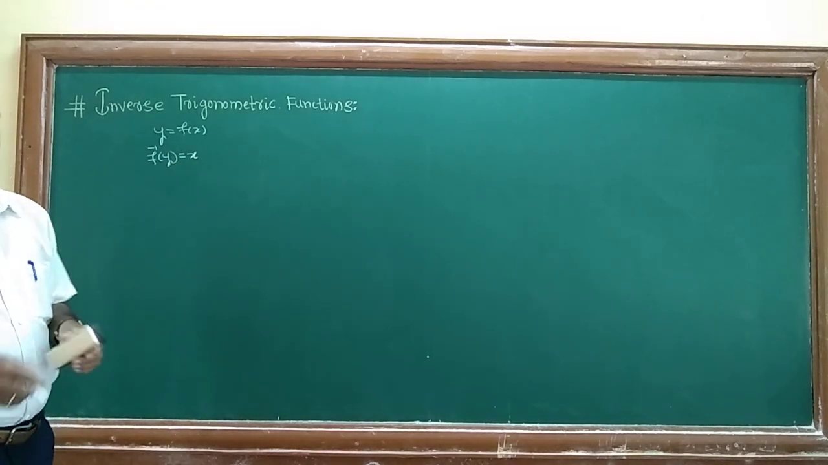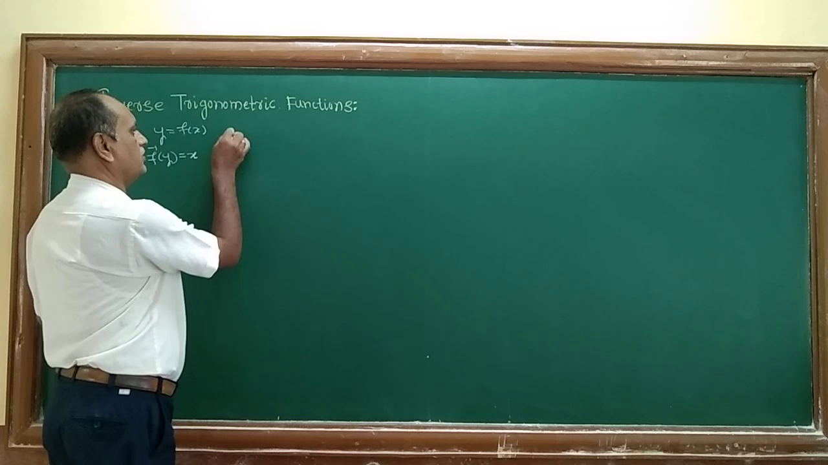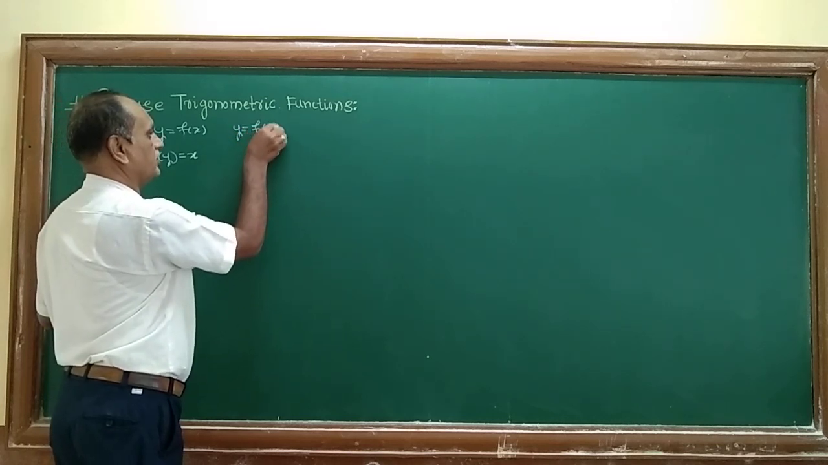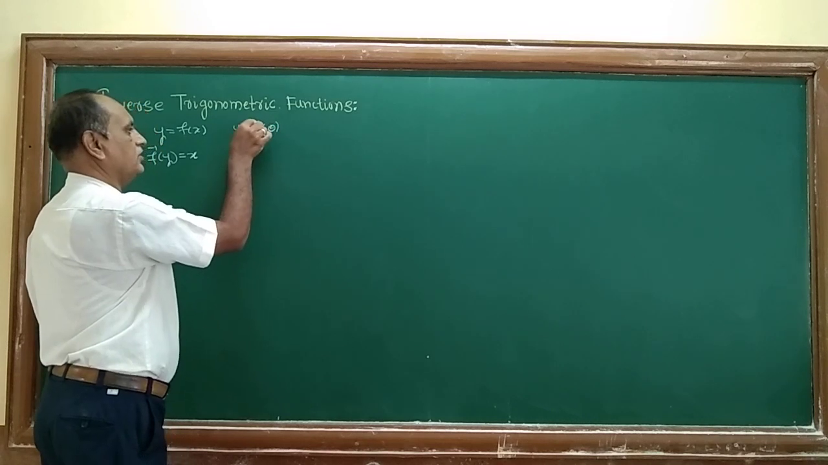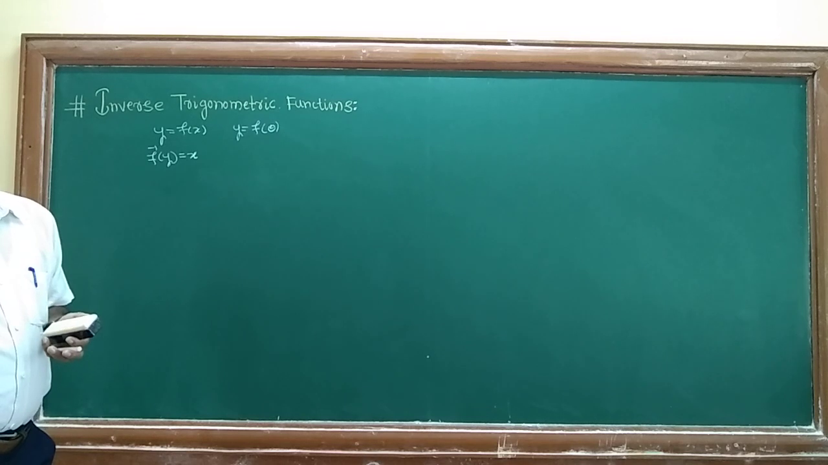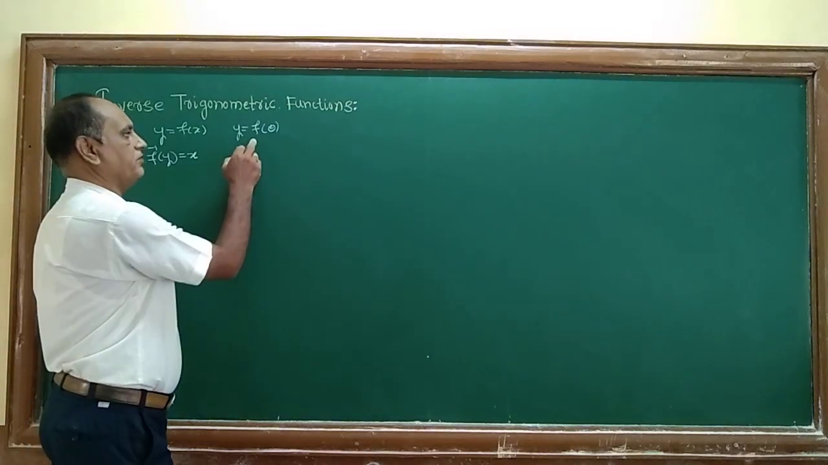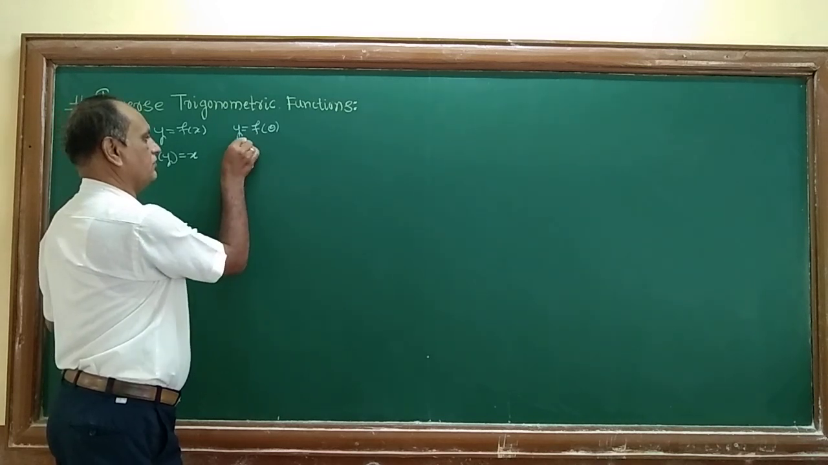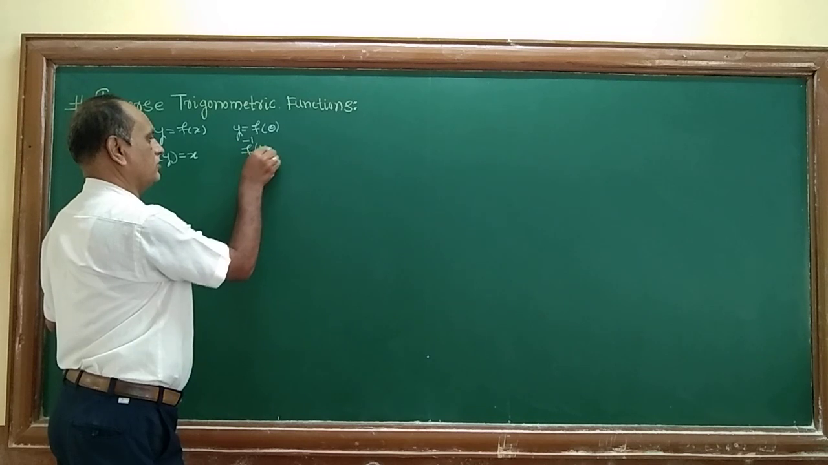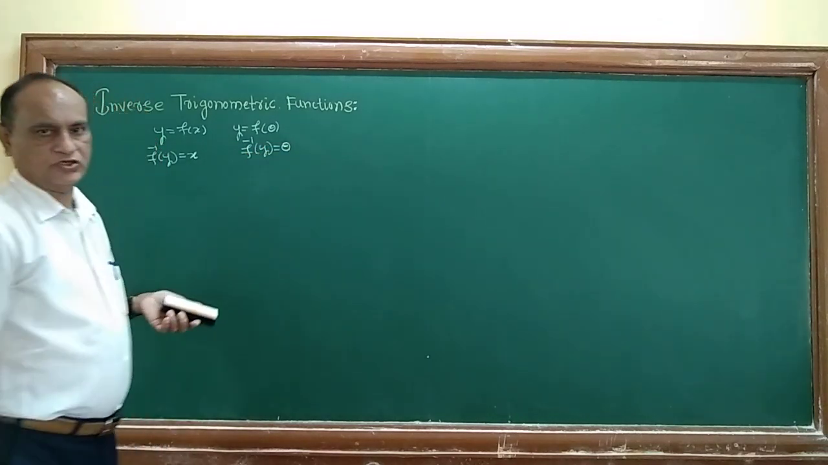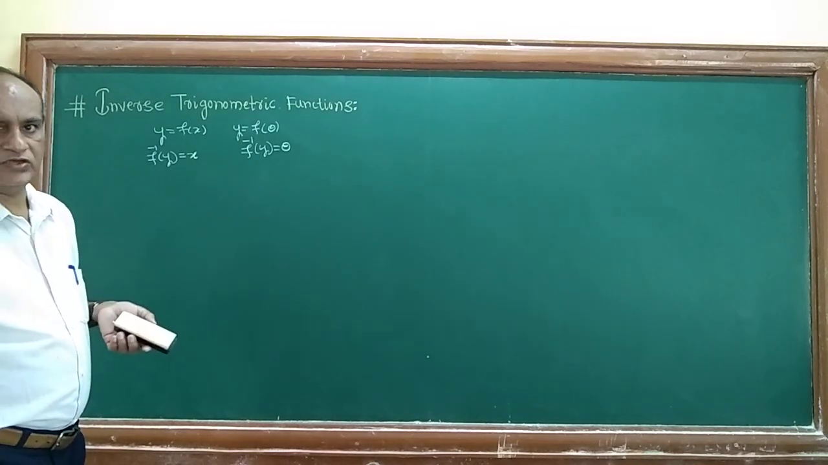Another example: suppose y is equal to f of theta, a function. Then you have to write its inverse function. To write the inverse, what do we do? Take this f to this side. That is f inverse of y is equal to theta, the inverse function of the function y is equal to f of theta.